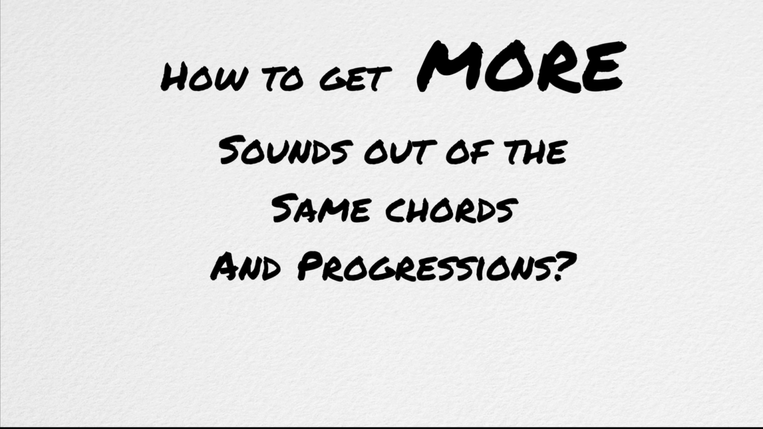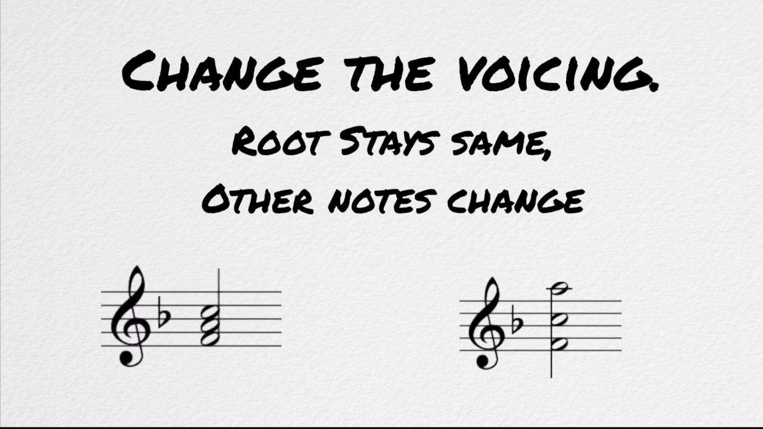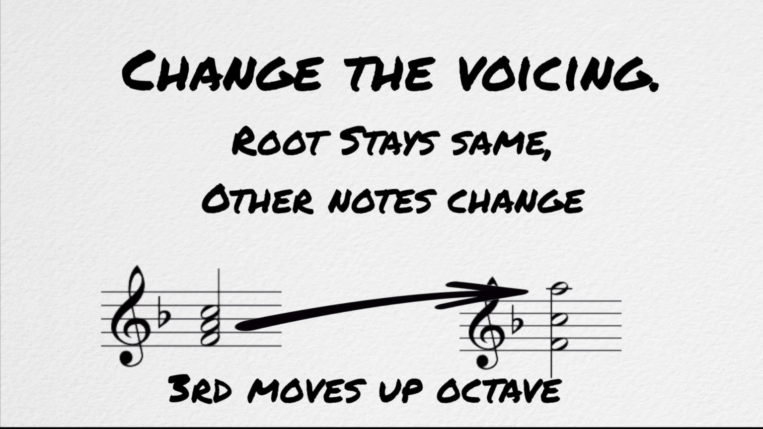Now let's say you want some more chord sounds without moving outside of the key. With all of these chords, you can get different sounds by changing around the order and the range of the notes. The first method is through changing the voicing of the chord. All this means is that the bottom note, or the root of the chord, stays the same, but the top notes can change octaves and number of times that they occur.